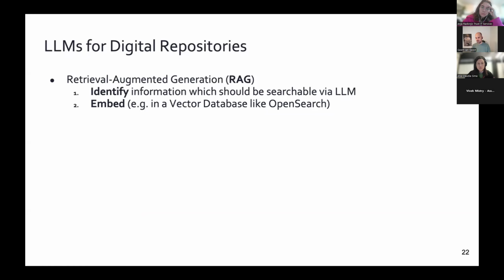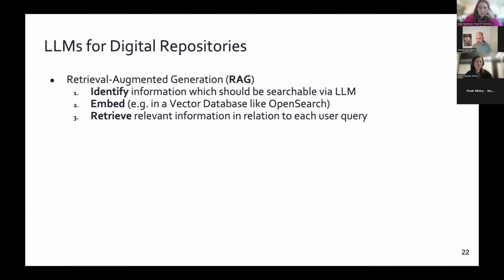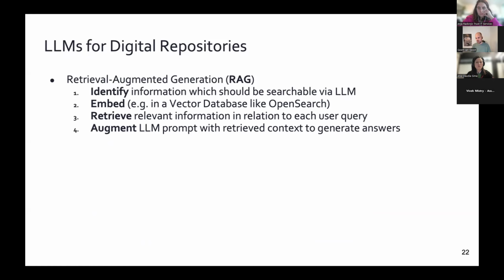This information can then be embedded in a vector database. And when a user asks a question, the embedded information can be searched through in order to find the relevant context. And then the prompt that you would feed to an LLM would be augmented with this context in order to generate new answers. The examples that you will see in this direction are XFuzzy GPT and the EOSC Data Commons.